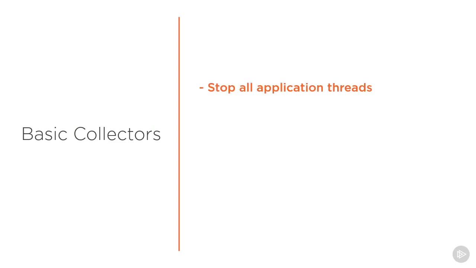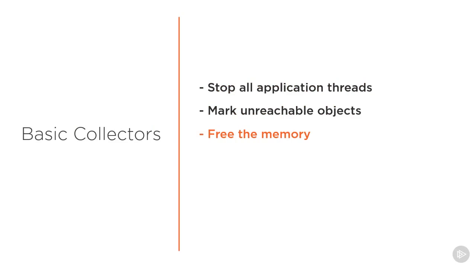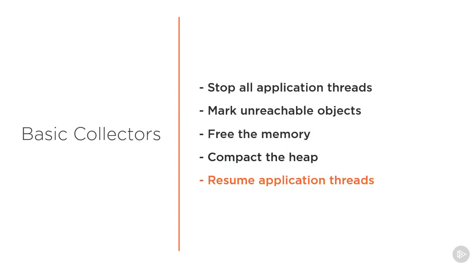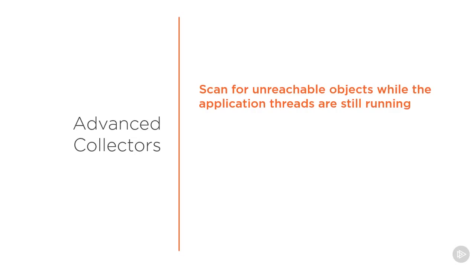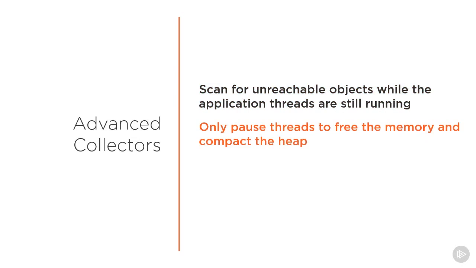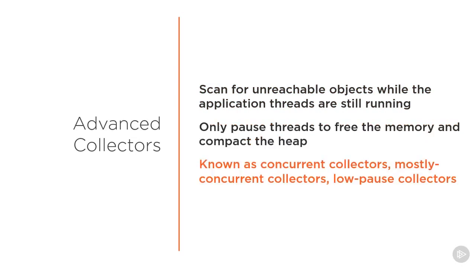Basic collectors will stop all application threads, mark the unreachable objects, free their memory, compact the heap, and then resume the application threads. Whereas more advanced collectors are able to scan for unreachable objects even when the application threads are still running, and only pause all application threads to free the memory and compact the heap. These collectors are known as concurrent collectors, mostly concurrent collectors, or low-pause collectors. The concurrent mark sweep and G1GC collectors are concurrent collectors, while the parallel collector is a basic collector.